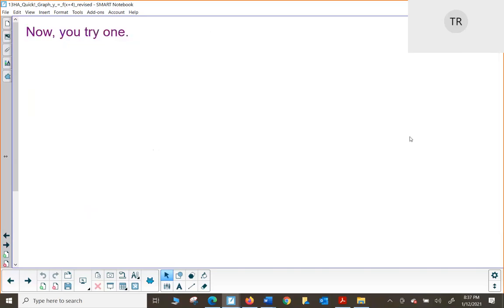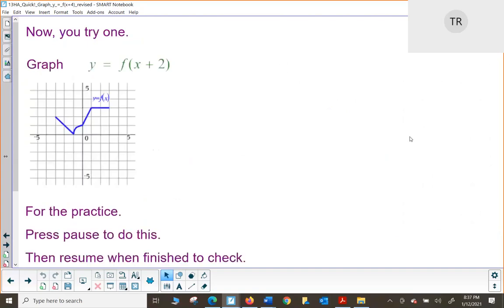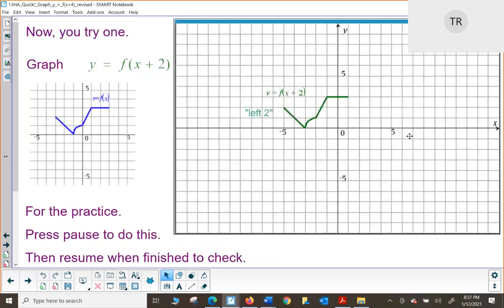Now you try one: same generic function, but now f of the quantity x plus 2. Resume when you're finished to check, and again, it just shows the answer that was shifted to the left 2 units from before.